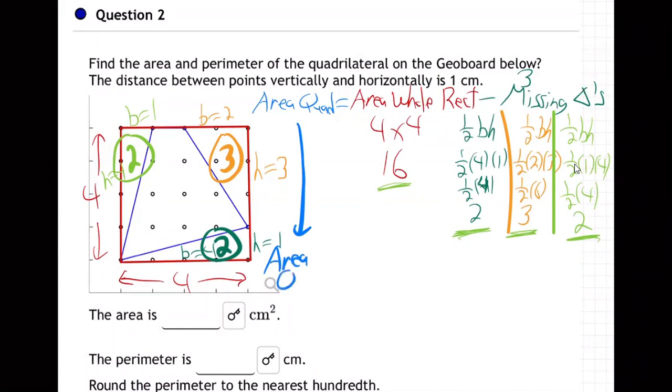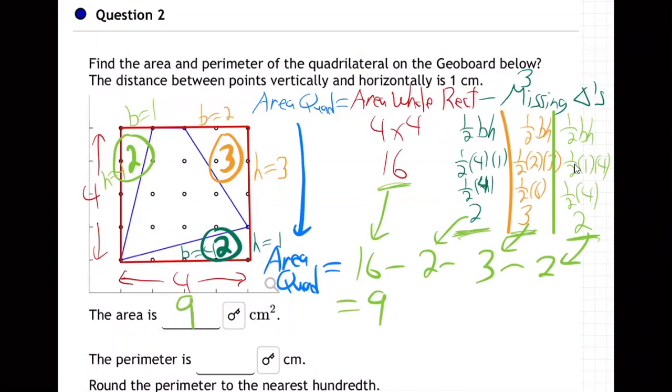The area of the quadrilateral will be 16 minus 2 minus 3 minus 2. We have to subtract those 3 triangles that are missing. So what is that? I think it's 9. I think that comes out 9. So the area of that quadrilateral in the middle must be 9.